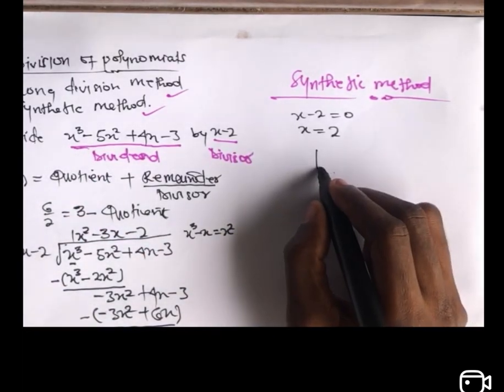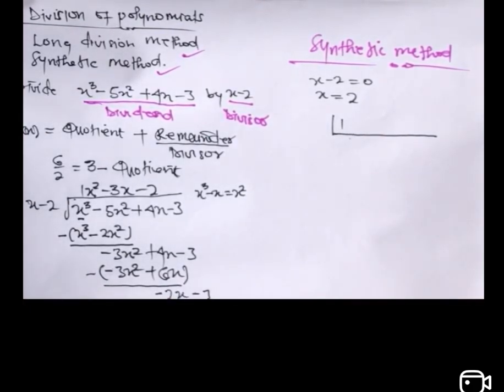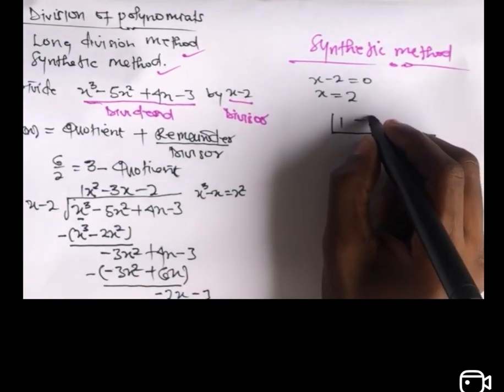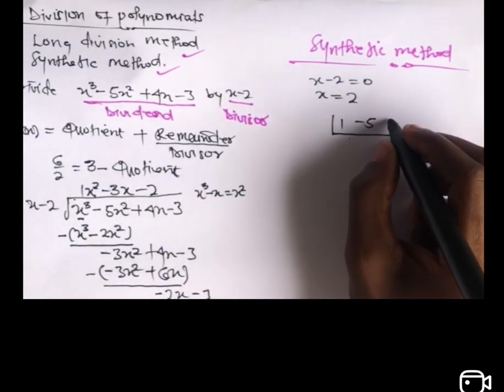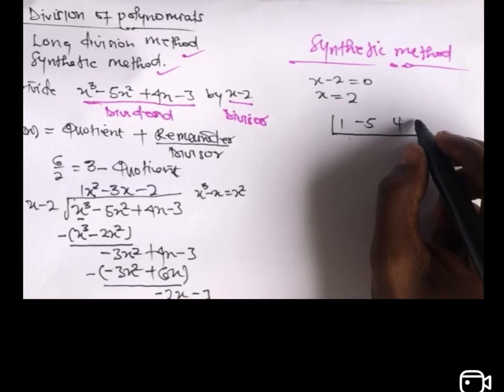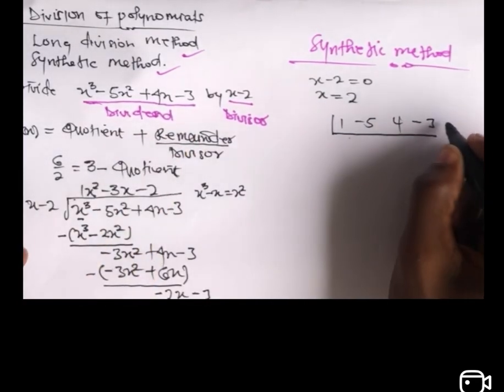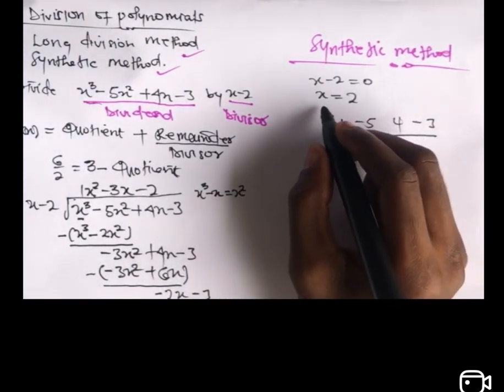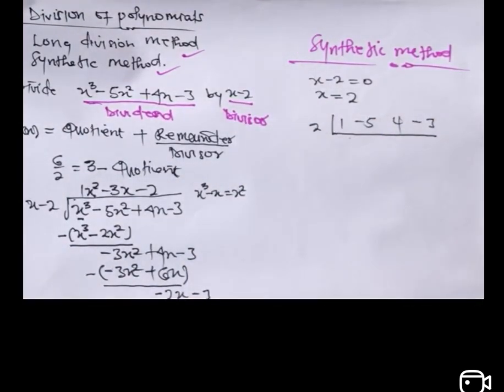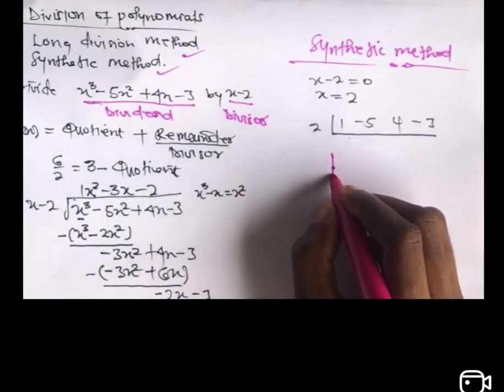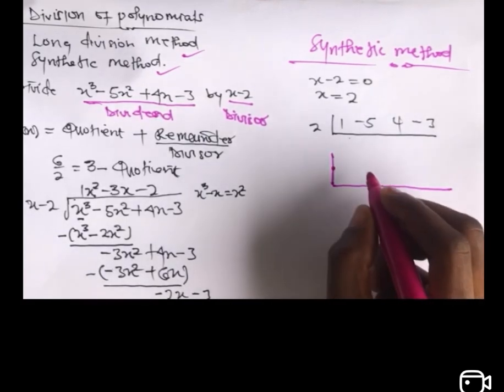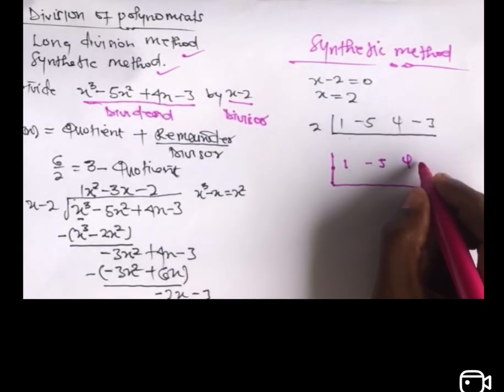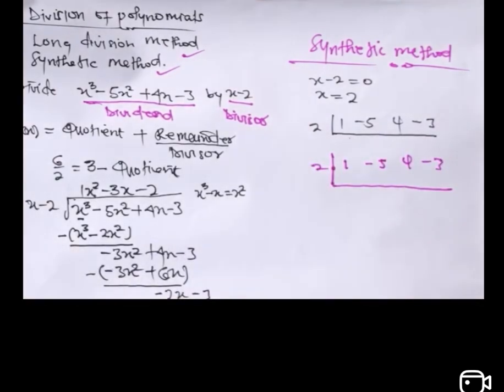So I'll draw this. Now the coefficient of x cubed is 1. Coefficient of x squared is negative 5. Coefficient of x is 4. And the constant is negative 3. Now what I have here, I'll bring it to this direction. Okay, this is how you go about it. So now let me redraw my table here. So I have 1, negative 5, 4, negative 3, and 2.